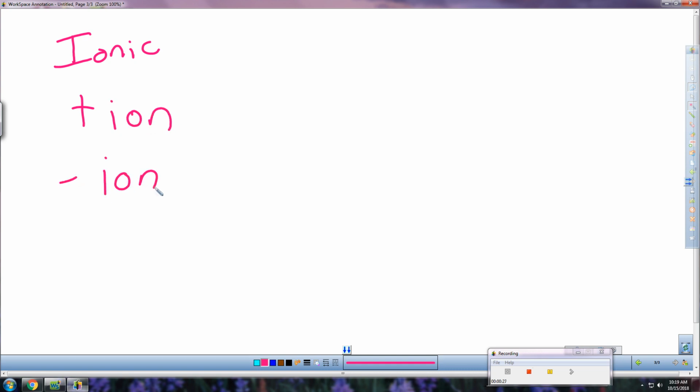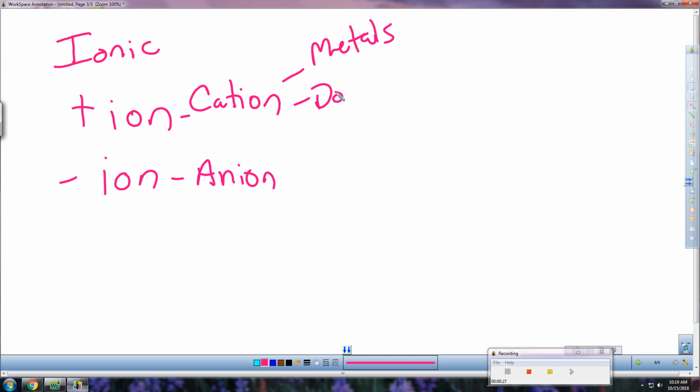So ionic bonding is when we have bonding happening between a positive ion and a negative ion. And again, we've talked about this before. This is the cation, and this is the anion. These are typically our metals. They like to donate their electrons because they have very few valence electrons, so they like to drop down to the next lowest level.